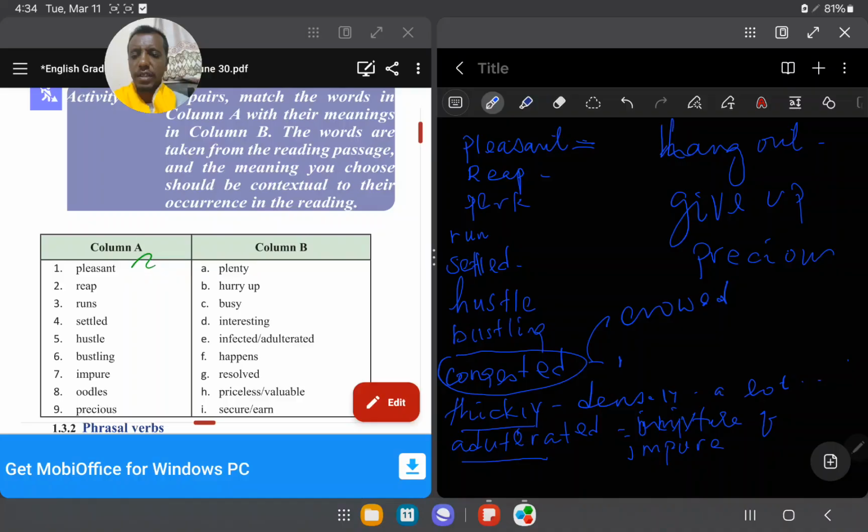Yeah, interesting. This is a D. Number 2, rip. What do you understand? Rip. Secure or earn. Secure.